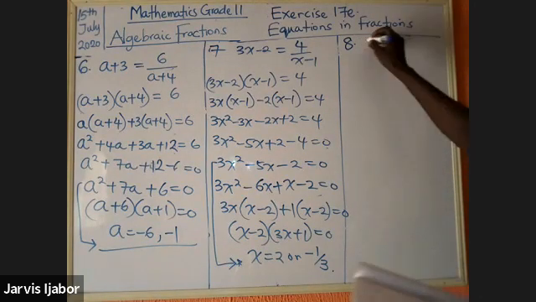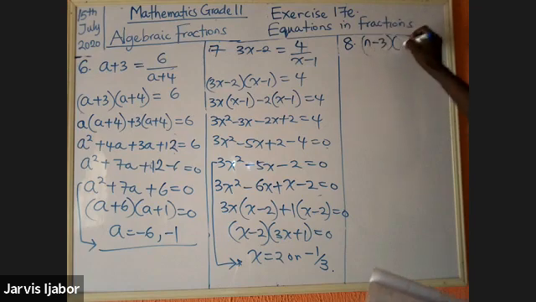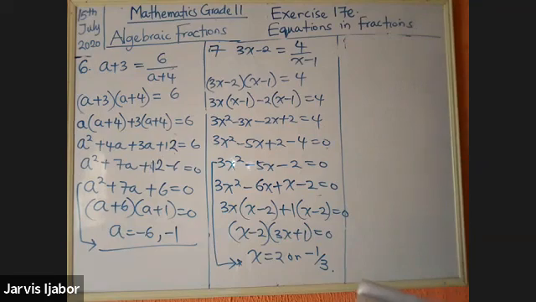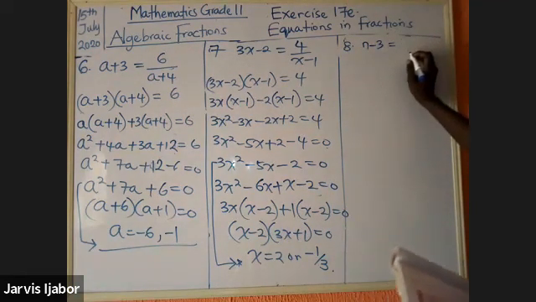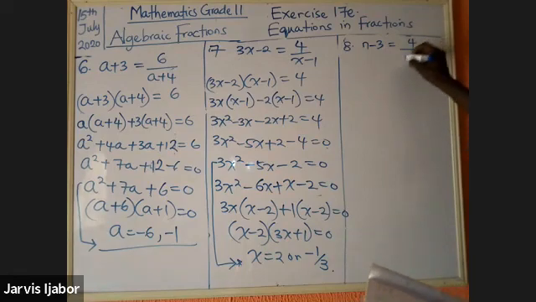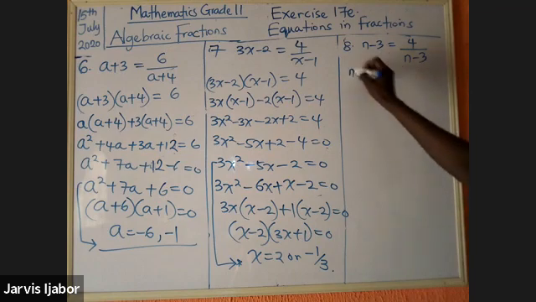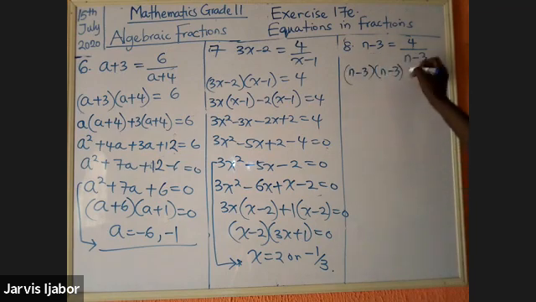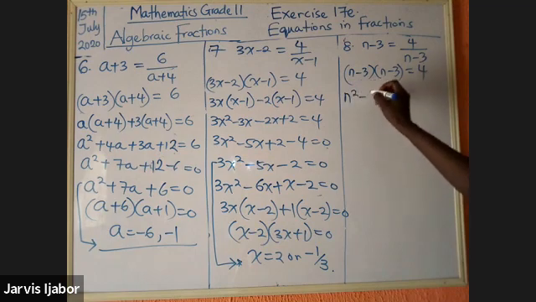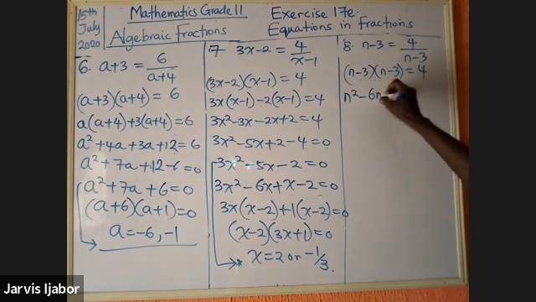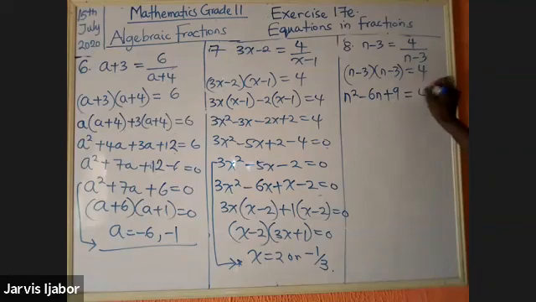In question 8, you have n minus 3 equal to 4 over n minus 3. So what does this give you? This will give you n minus 3 into n minus 3 equal to 4. So you open this one up. Now, this one straight away is a very straightforward one. This will be n squared minus what? 6n plus what? 9 equal to 4.